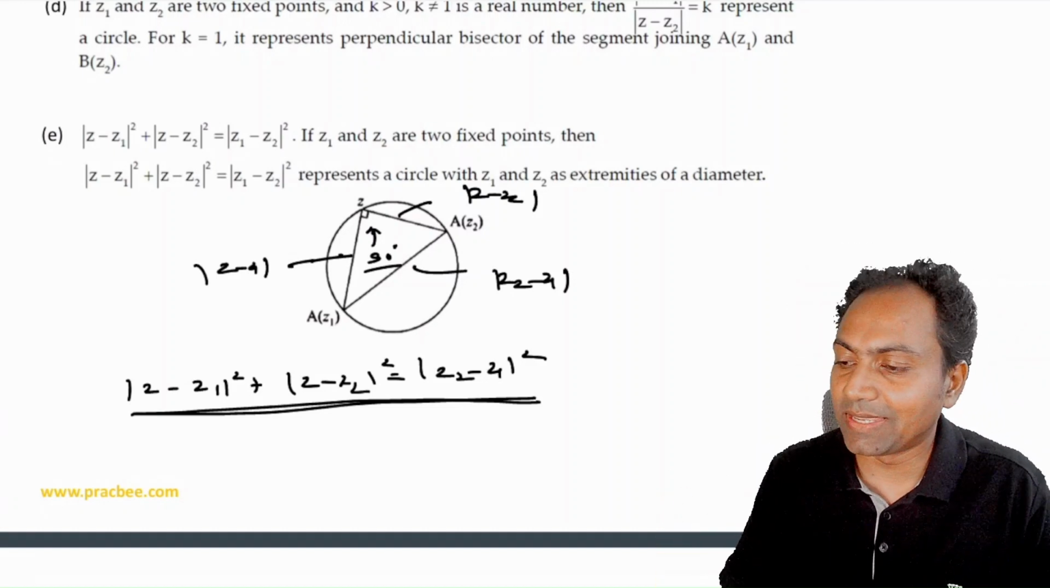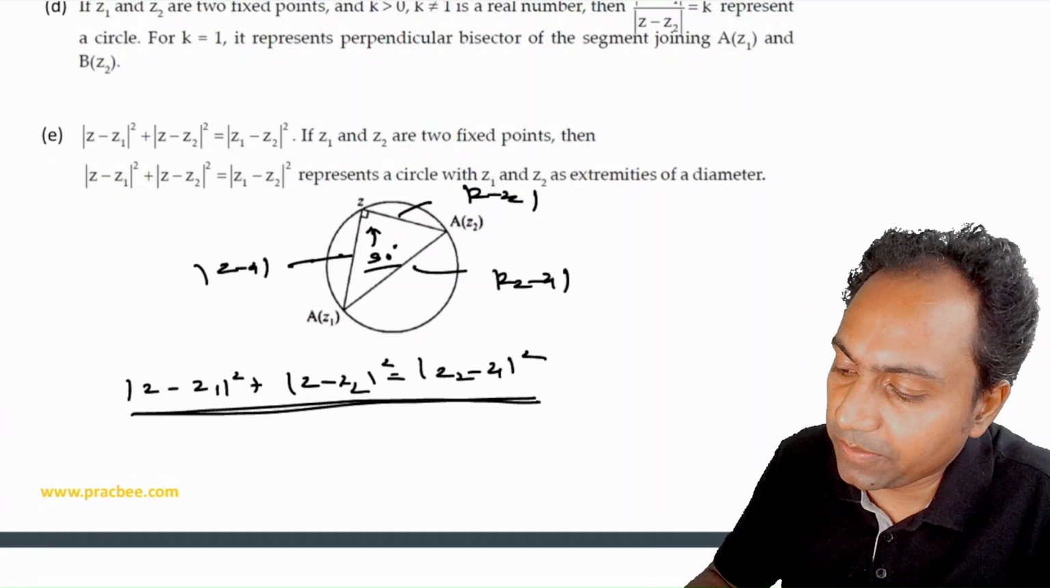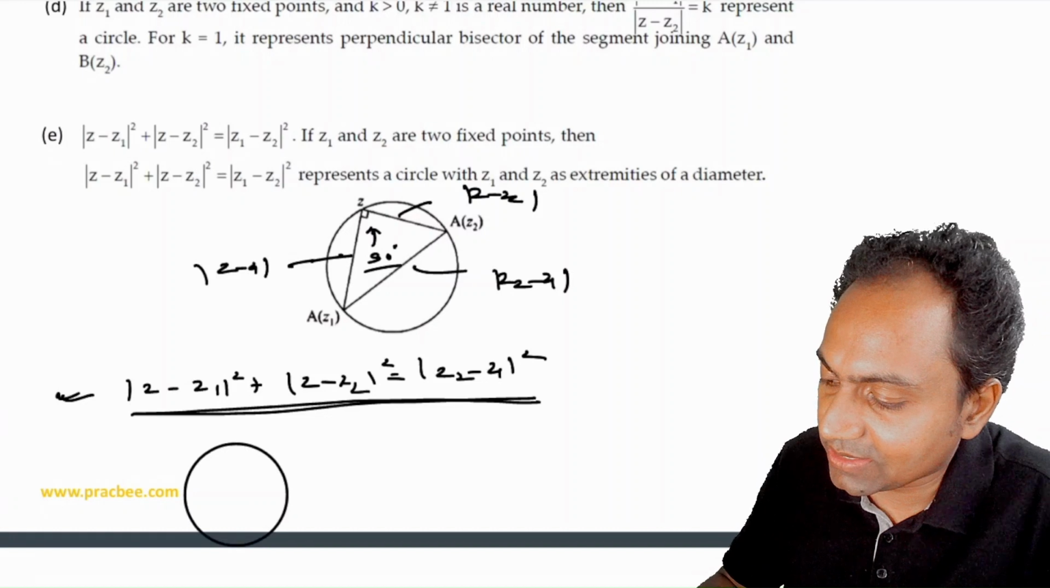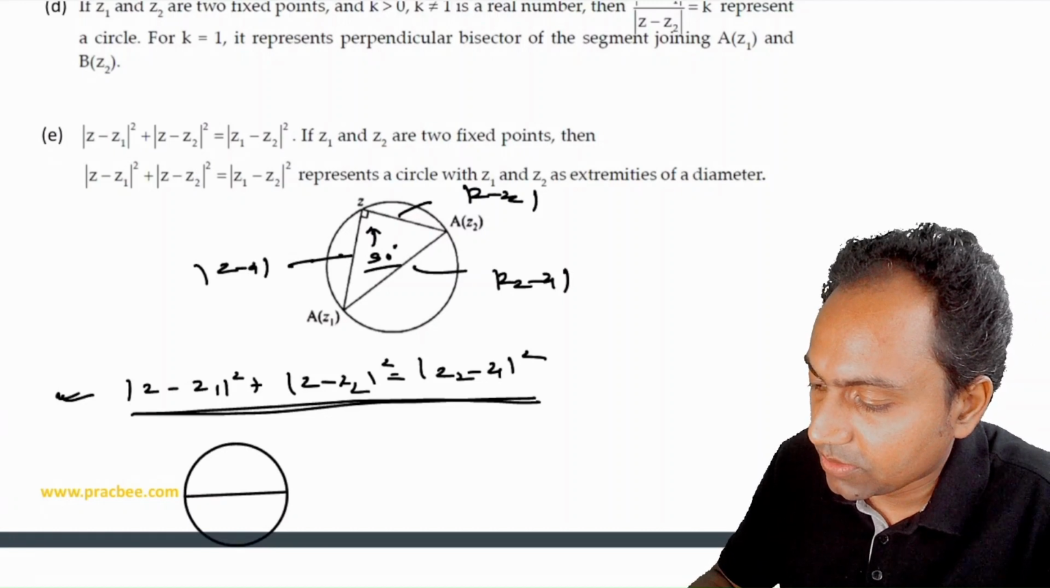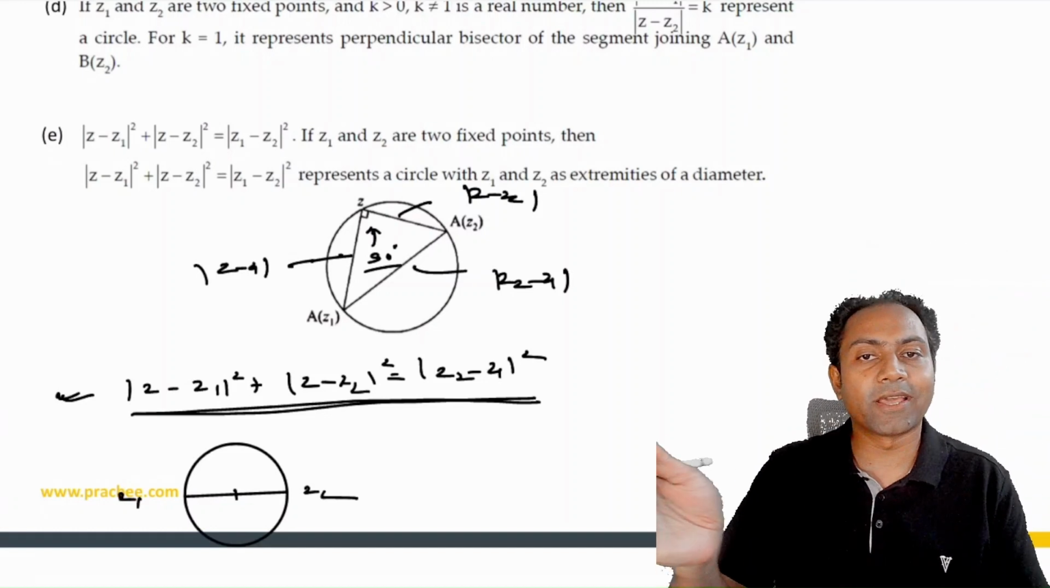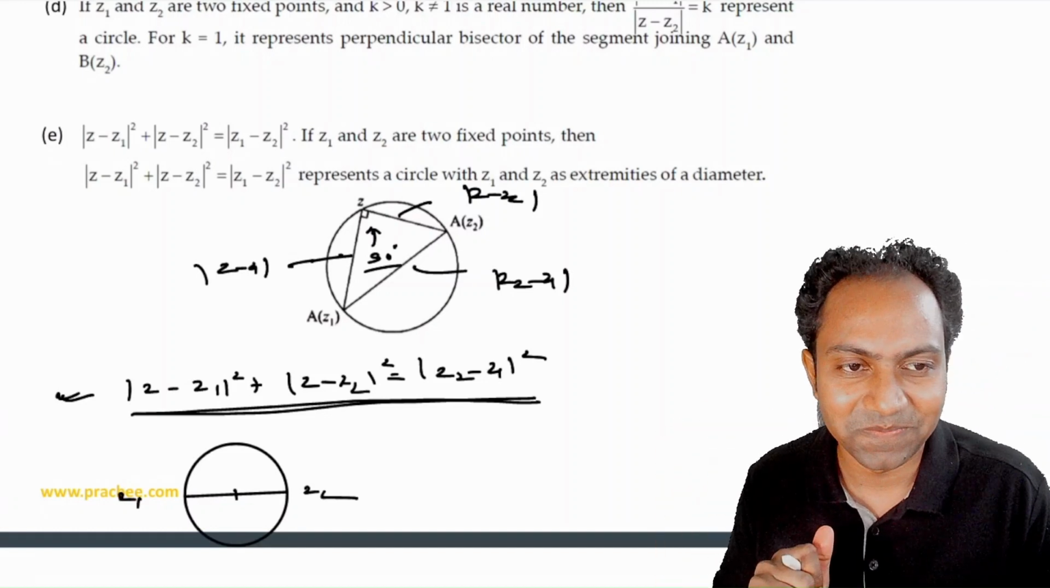So what we are seeing is this form represents a circle, and not any circle, a kind of circle for which the extremities of the diameter are given to us. So all the points on the circumference of this circle are going to satisfy the equation or the condition that is given to us.